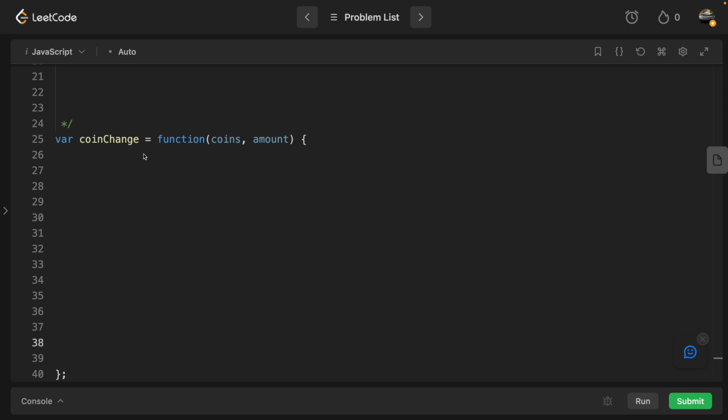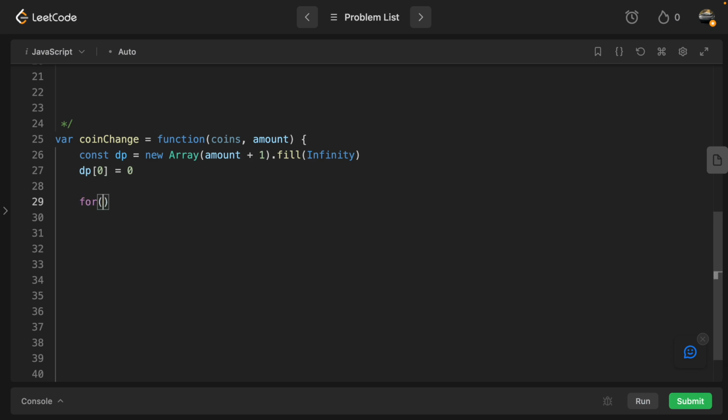Let's code out the solution. Here I will initialize an array called dp equal to a new array with the amount plus 1, and I will fill each index with the value of infinity. This will effectively create an array with the length of amount plus 1, and each index will have the value of infinity. The reason why I put infinity here is that I just want to use the biggest number, and then we can compare by using Math.min to get the fewest coins. And we also know that the first index is going to be 0.